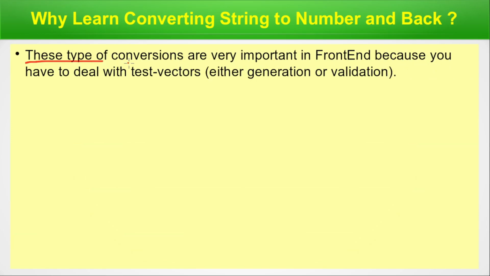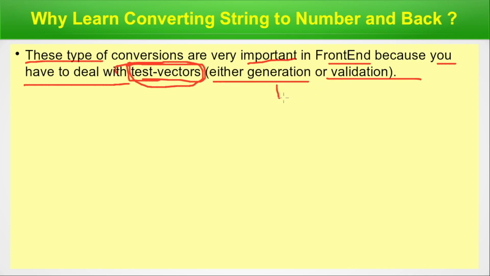These types of conversions are very important in front end because you have to deal with test vectors. This is a very important thing. In front end, there will be a lot of test vectors, whether you are designing RTL or working as a verification engineer. In case you are using Python automation, the Python code has to go through a lot of test vectors. So here I mention either generation or validation. Generation means you are generating the RTL, validation means you are working as a verification engineer, or it could be a simple RTL validation.